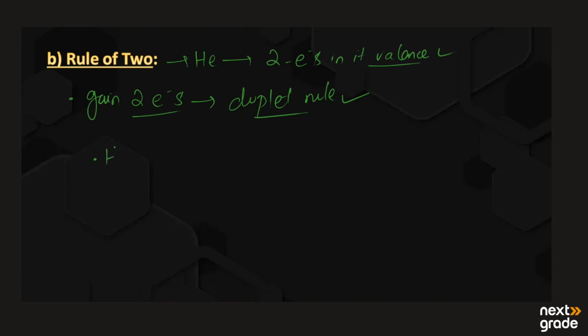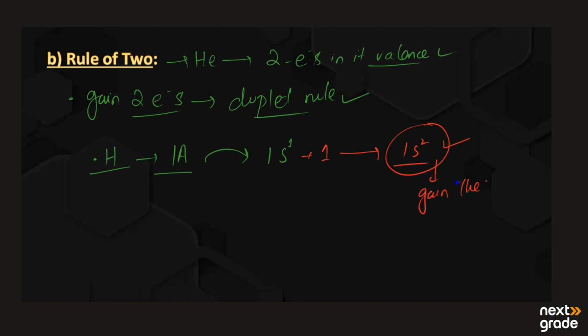For example, we have hydrogen. It belongs to group 1A and has only one electron in the valence shell, so its electronic configuration is 1s1. By gaining one more electron, its electronic configuration will be 1s2. Now this electronic configuration is near to helium, so it will gain stability by gaining electrons in its valence shell. So this is the rule of 2 that was explained by Lewis.